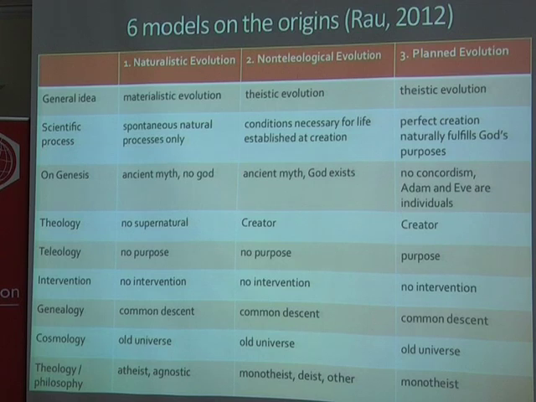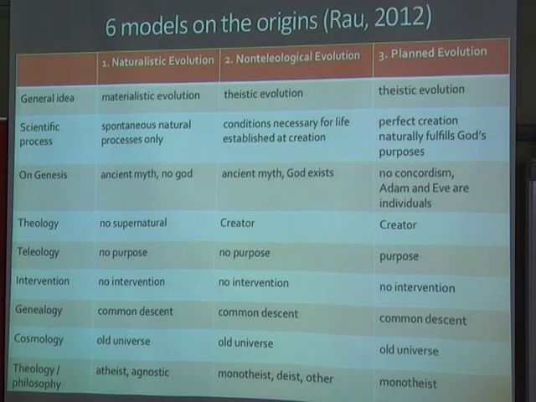And then there's the so-called planned evolution. Again, a kind of theistic evolution, where you have a kind of perfect creation that naturally fulfills the purposes. There is no concordism. Concordism is when we try to seek the harmony between the geological record and the days of Genesis. We talked about that. Adam and Eve are individuals, so historical Adam and Eve, creator. There is a purpose with that model, of course, but there is no specific intervention by God. And again, it's okay with common descent and an old universe.